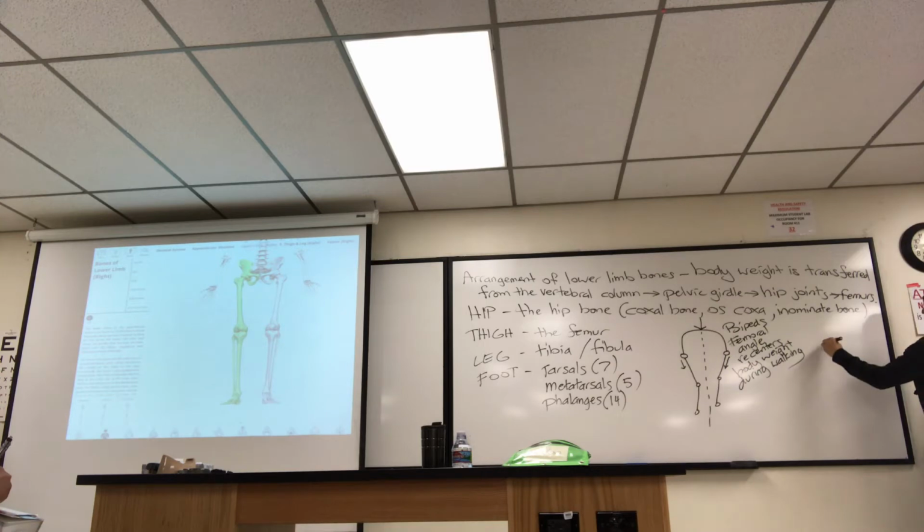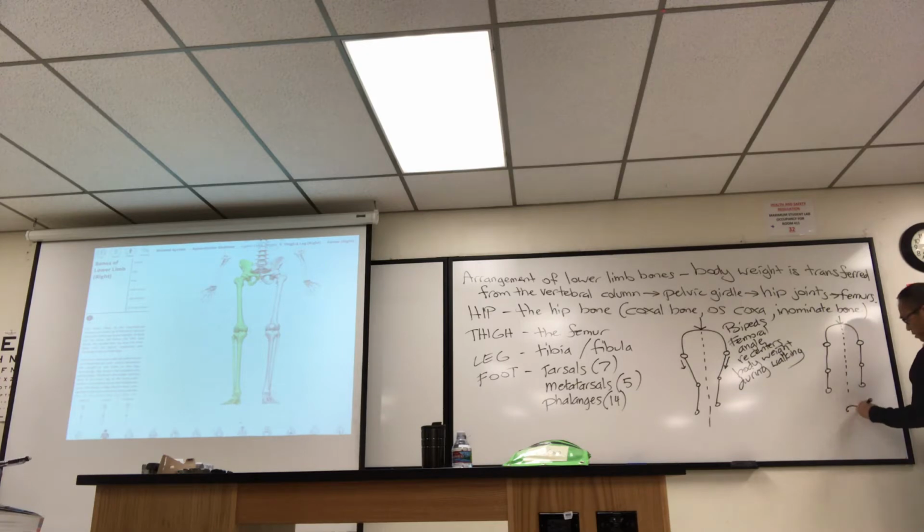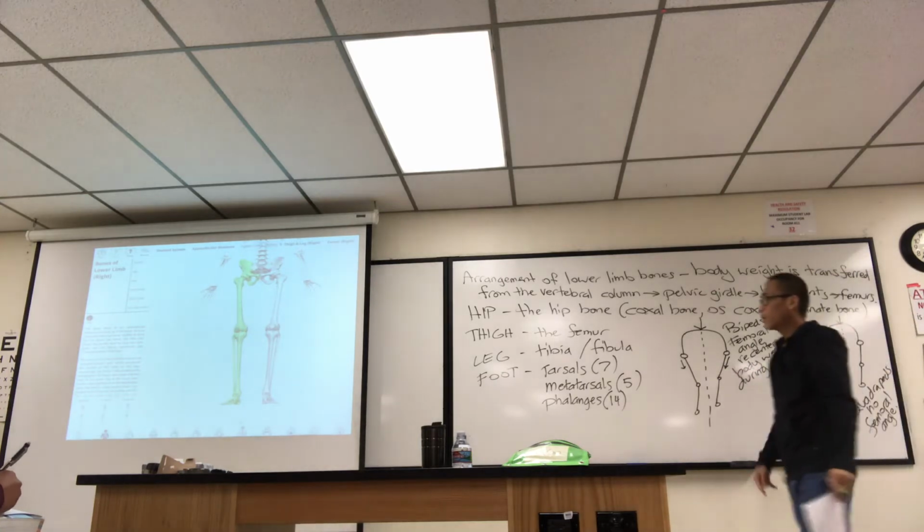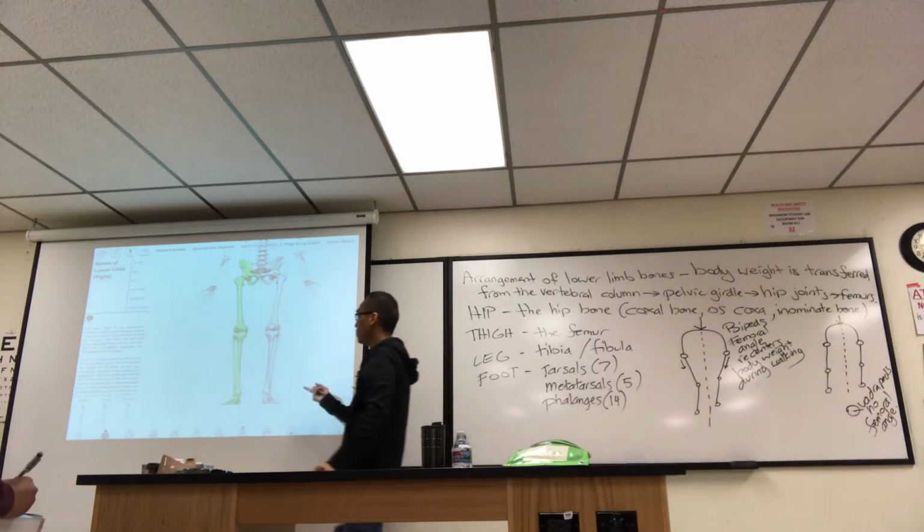An animal that's a quadruped, basically the limbs are more straight up and down. There's no angle. They don't need one, because they have two other limbs that keep the center of gravity. So quadrupeds are different: no femoral angle. Because we walk, we need that femoral angle. That's the basic idea of what we need our lower limbs for, to walk.